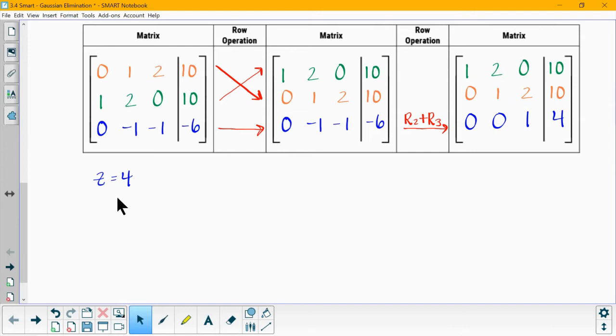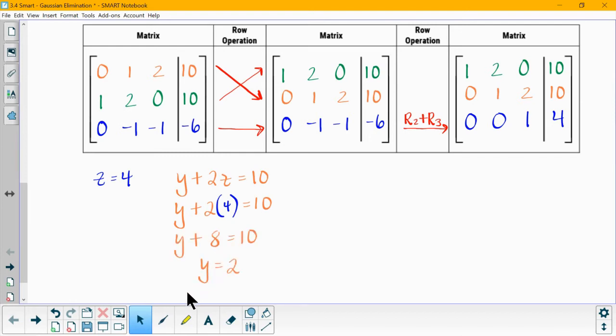Now I'm going to use this to plug into my second equation. My second equation should be y plus 2z equals 10. And we know the value of z is 4, so I'm just going to plug that in. I get y plus 8 equals 10, so y should equal 2.